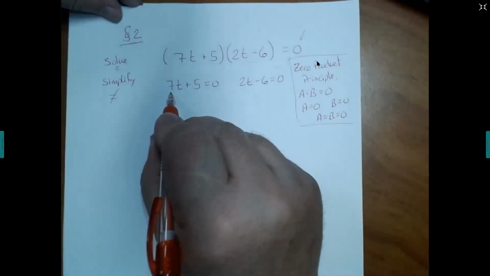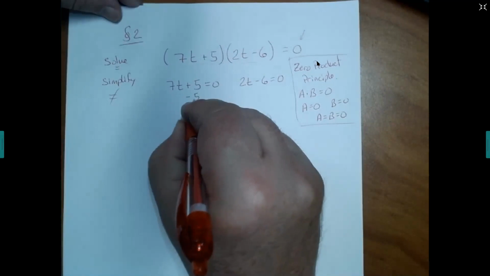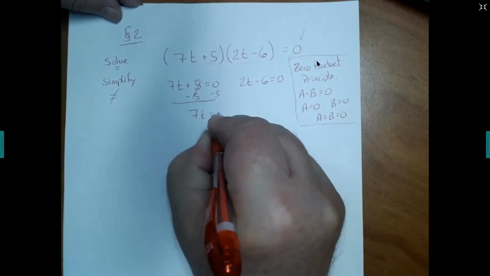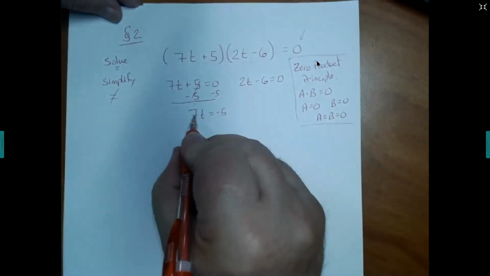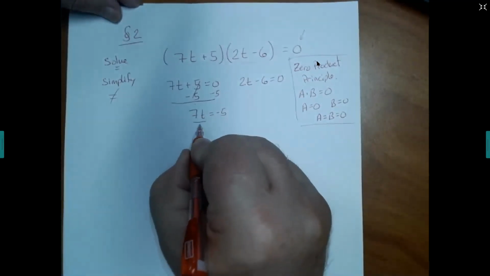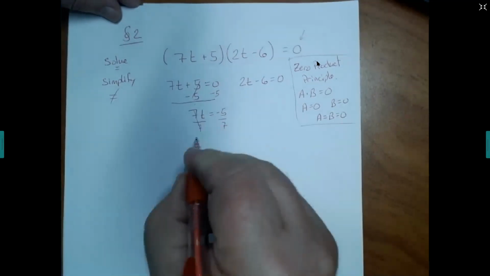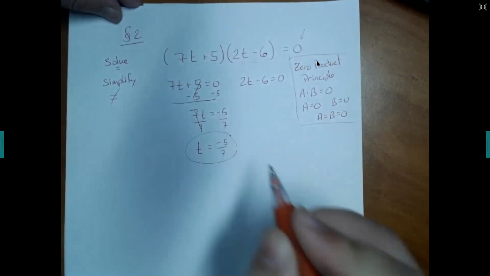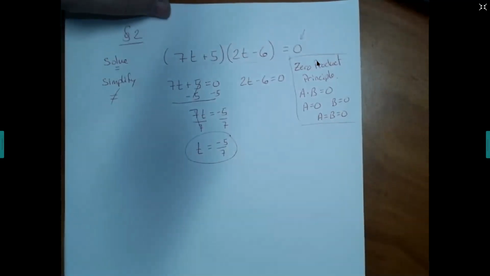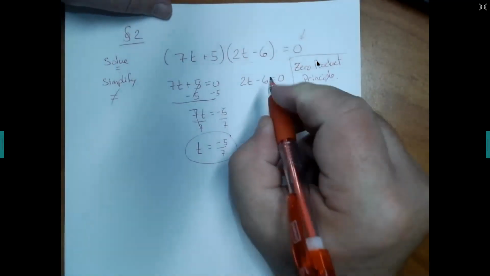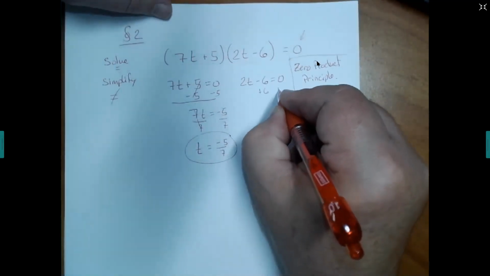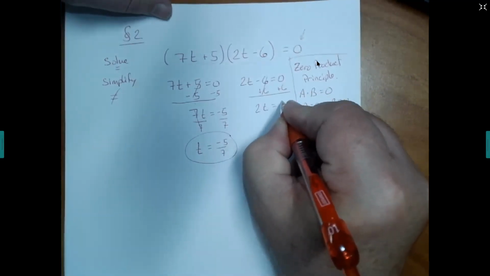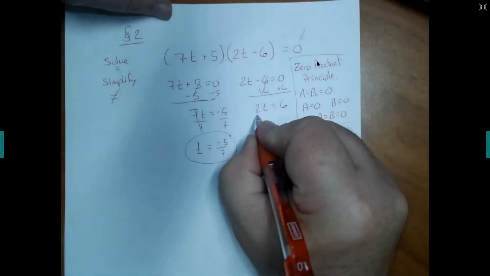So now we solve for the variables. Subtract 5 from both sides in the first one. 7t equals -5. 7 times t, get rid of the 7, we divide. T is equal to -5/7. That's the first answer. Second one. Add 6 to both sides. Get t by itself.